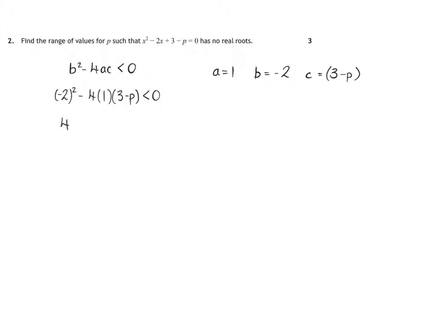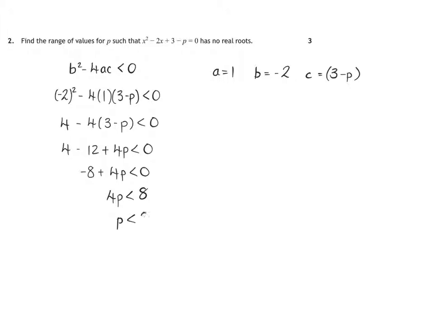So that gives us 4 take away, just sorting this out, 4 times 1, so 4 times 3 take away p is less than 0. So 4 take away 12 plus 4p is less than 0. So that gives us 4 take away 12 is minus 8 plus 4p is less than 0. So therefore 4p is less than 8, not 0, 8. And p is less than 8 divided by 4, which is 2.